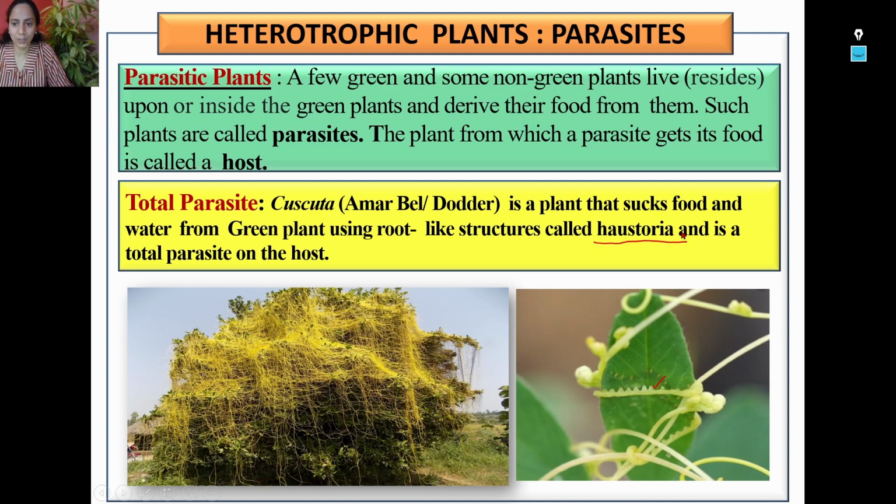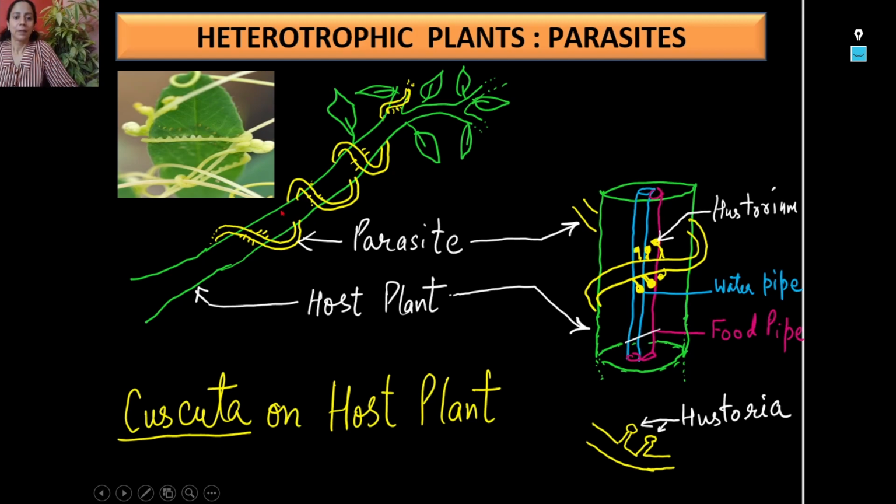So how are they drawing the nourishment? Let's try to understand it with the help of one drawing. This is a green plant, students, and we will call it the host. This yellow noodle-like structure is actually the Cuscuta plant, which is coiling around the host. So Cuscuta is a parasite. And as I told you, Cuscuta is a total parasite. Total parasite means it is drawing water as well as food from the host.